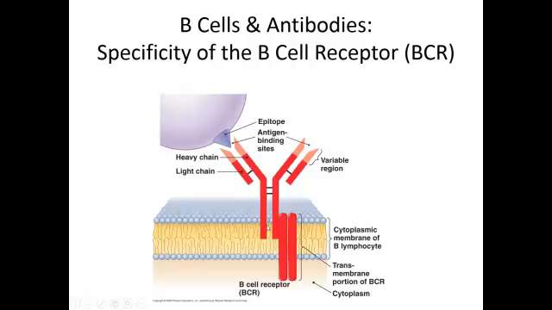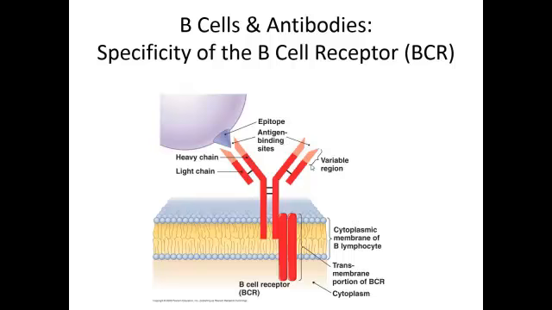We have this portion that attaches to that. And then we have the arms of the Y, if you want to think of it that way. And on the end, we have the variable region. We call this the variable region because in all humans, the rest is pretty much the same from person to person. But this variable region not only varies from person to person, but it varies from B cell to B cell.